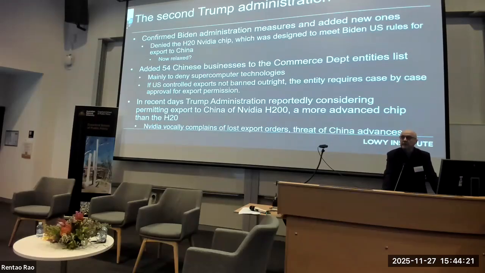It began by denying the H20 chip from NVIDIA, which was designed to meet the Biden US rules, a chip of lesser performance than the most advanced NVIDIA chip, but deemed acceptable to export to China in the Biden administration, then banned by Trump. Interestingly, it appears to have been released as a result of an agreement between China and the US in July of this year, and the US and NVIDIA are now processing export orders for the H20 chip to China.